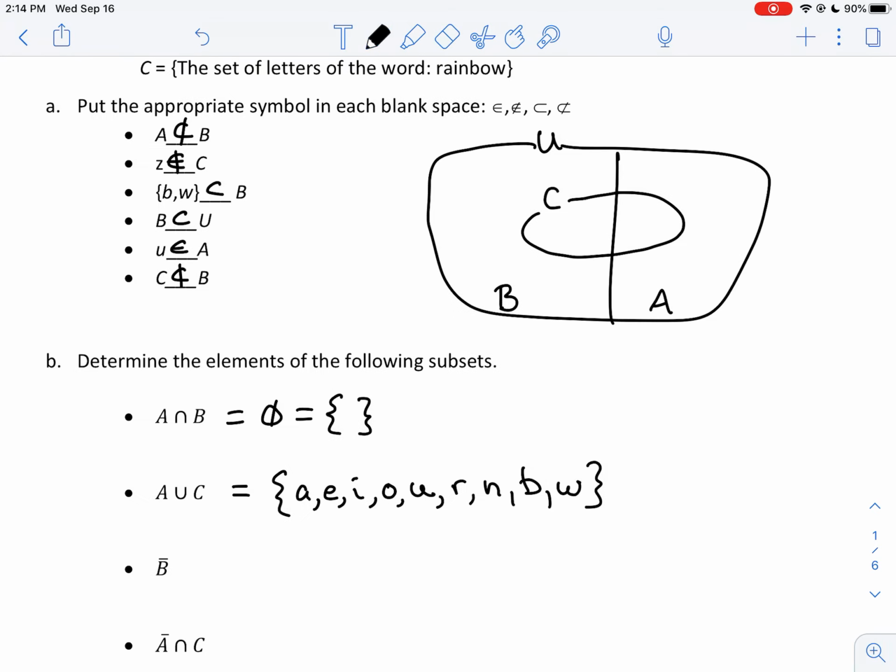All right, this B with a bar above it means B complement. It means everything that's not in B but still in the universe. Well, everything that's not in B, it turns out that this is really just the set A again. Because A and B are disjoint, meaning they have nothing in common, and together they make the universe. So A, E, I, O, U would be the complement of B.